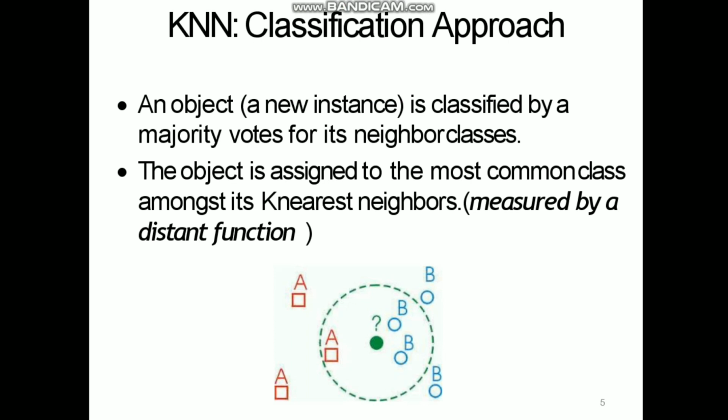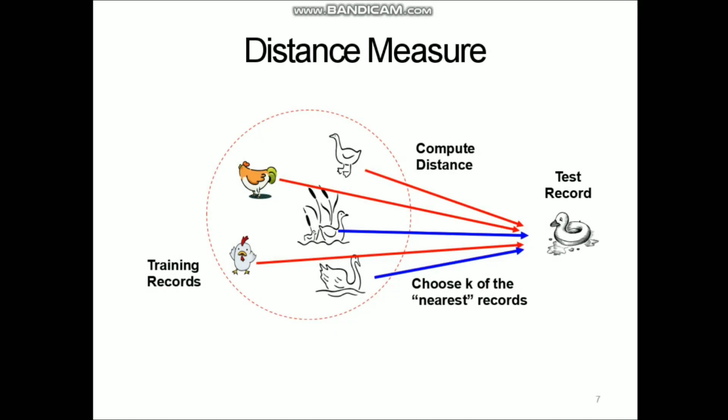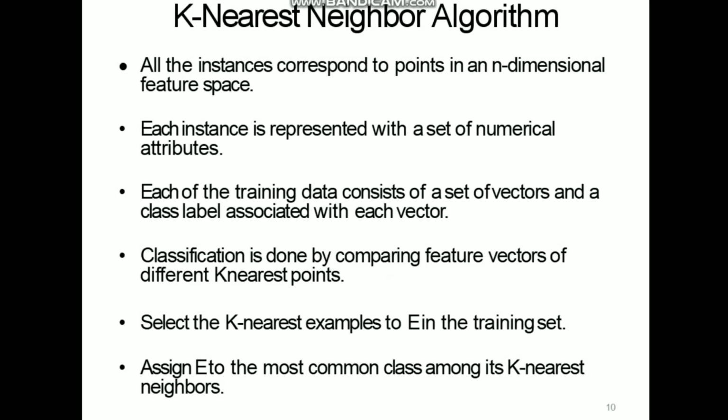We can see that there is an object, a green dot, surrounded by different neighbors which are classes A and B. As we know, machine learning has two main kinds of records: training records and testing records. In training records we have many attributes which are connected to the testing records. In the K-Nearest algorithm, the testing record selects the nearest records for better algorithm improvement. So these are the steps in the K-Nearest algorithm.